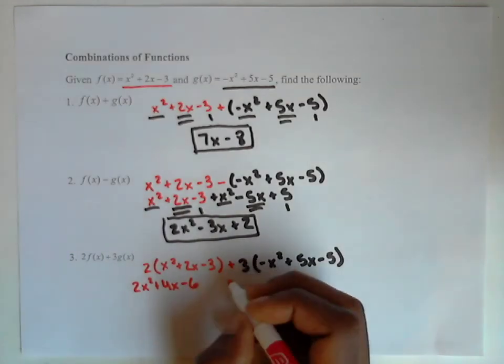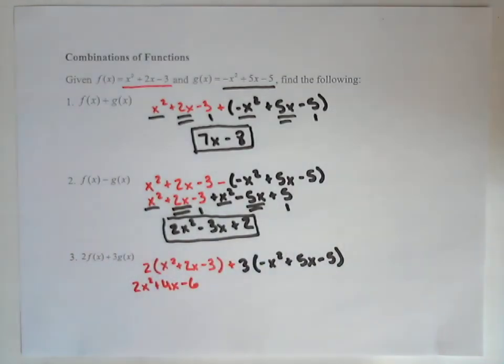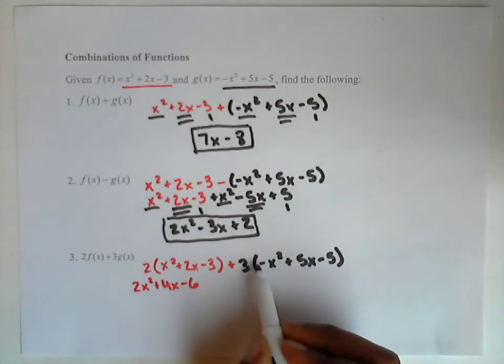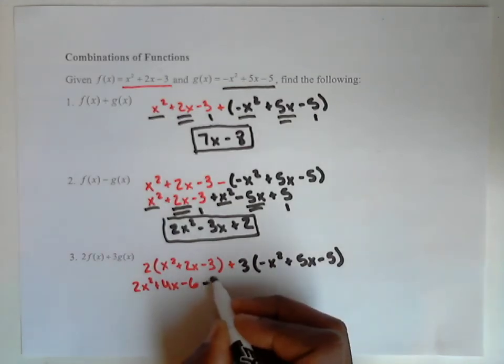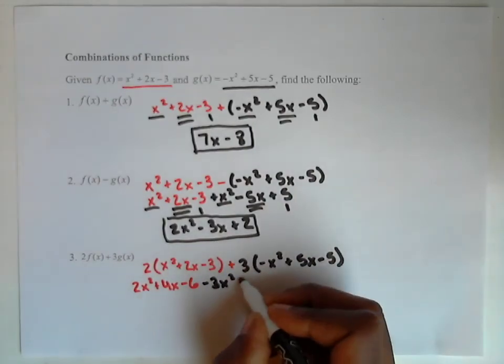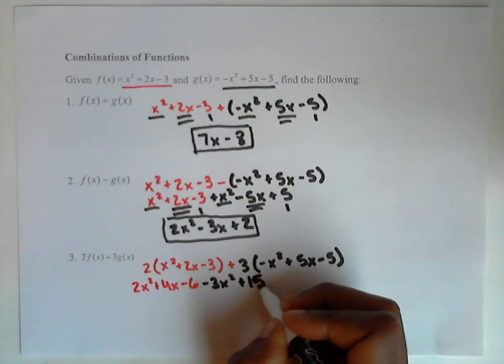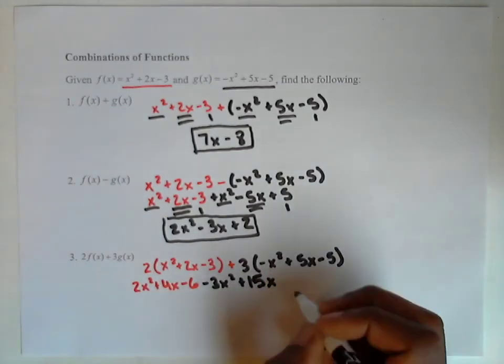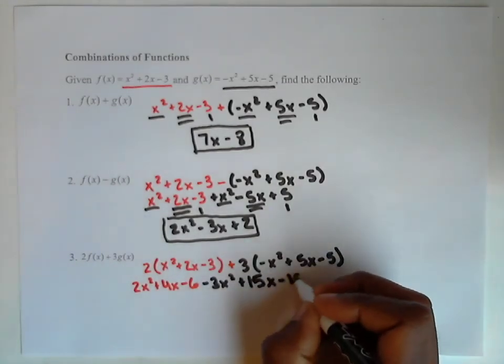That's going to be added to 3 times negative x squared, so that's going to be minus 3x squared. I've got 3 times 5x, so that's going to be a positive 15x. And then I've got 3 times negative 5, so it'll be minus 15.